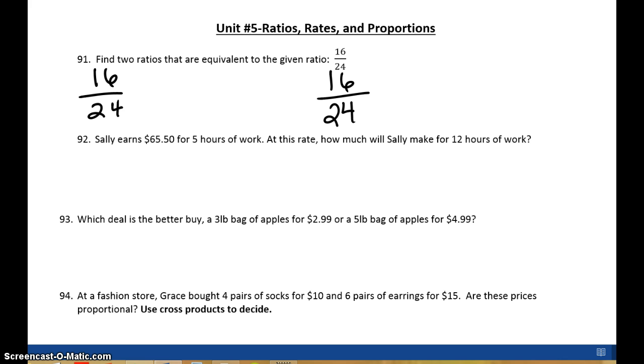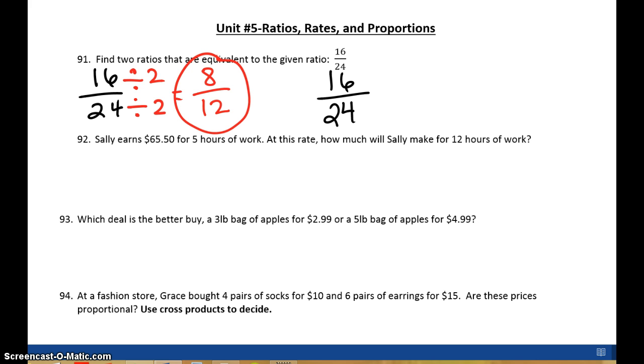So to find my first equivalent ratio, I'm actually going to divide both numerator and denominator by 2, because I recognize both 16 and 24 are even numbers, so I know I can divide them by 2. 16 divided by 2 is 8, and 24 divided by 2 is 12. So my first equivalent ratio is 8/12.